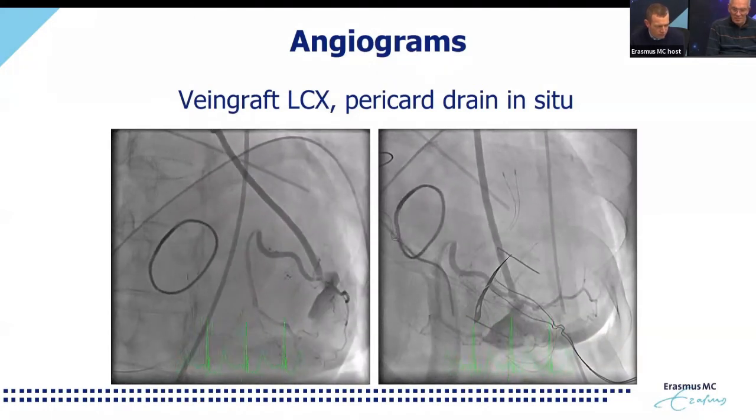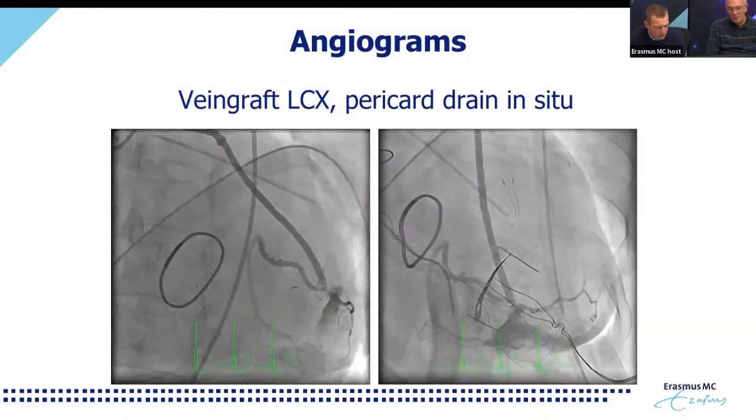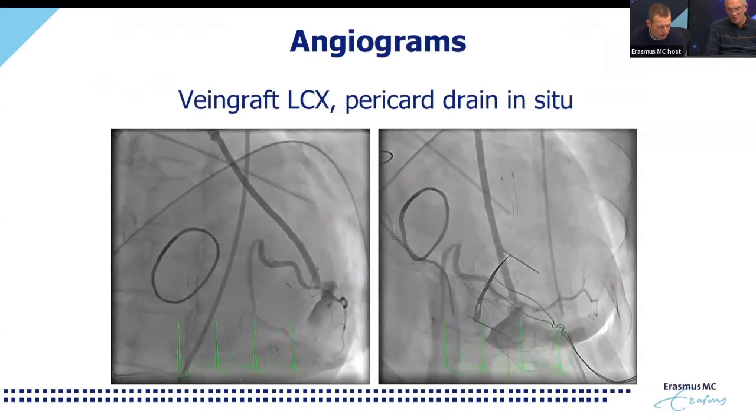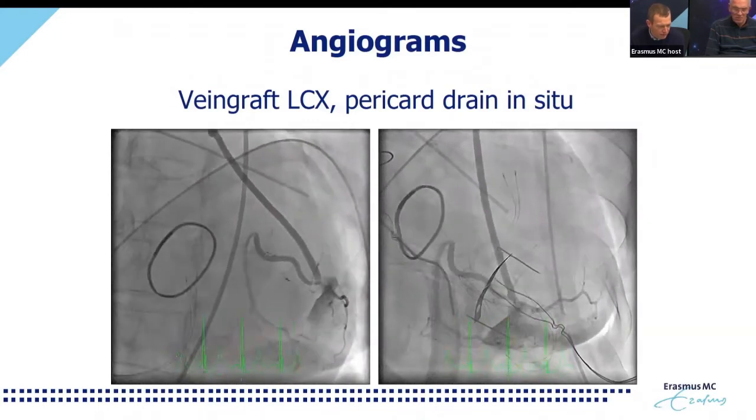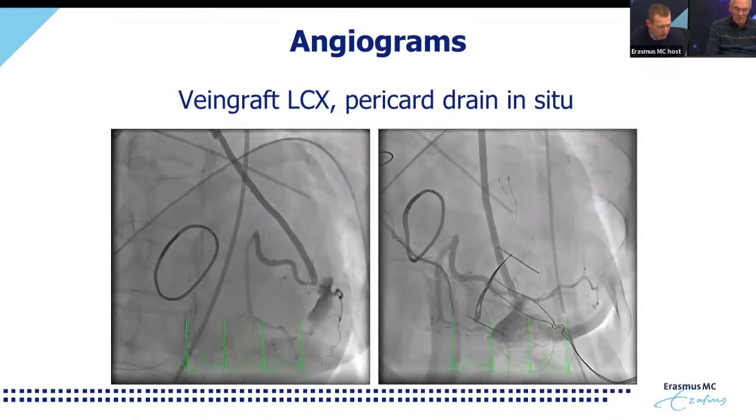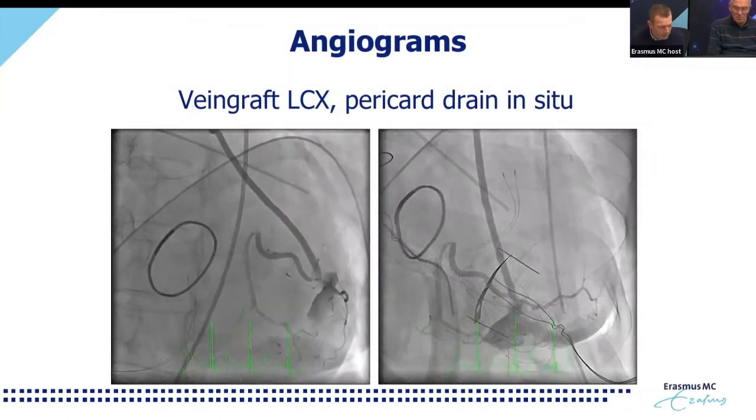obtuse marginal branch, but landed in an area where there was still a small active bleeding, which was already recognized surgically because this patient already came in with a pericardial drain.